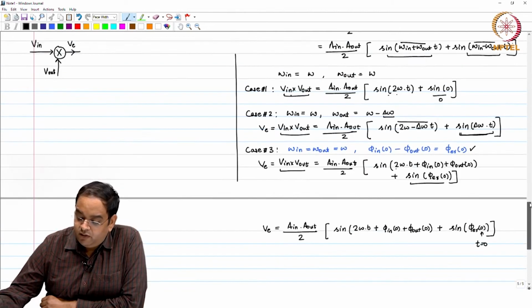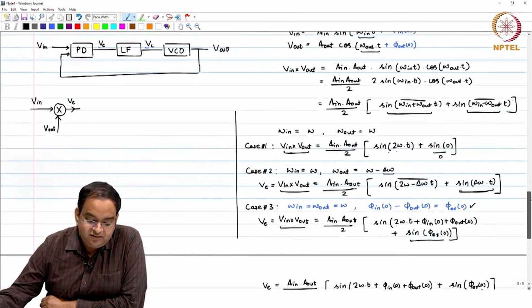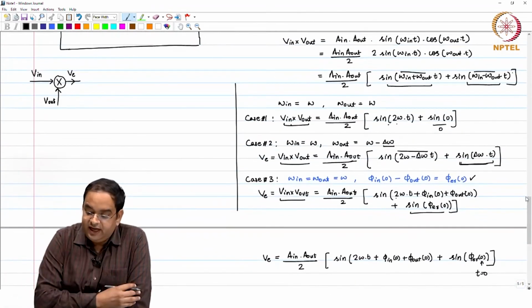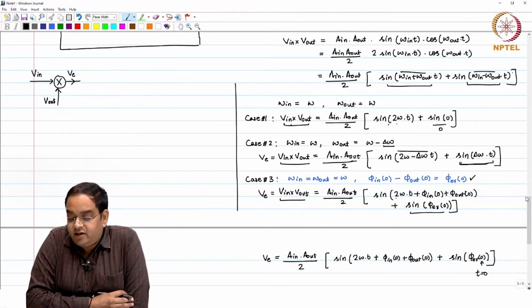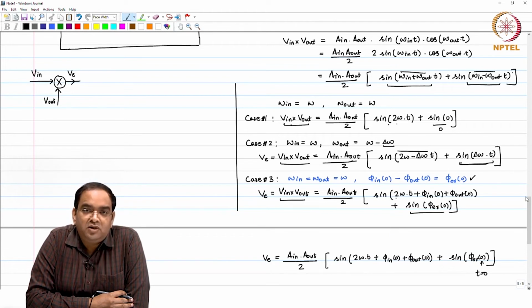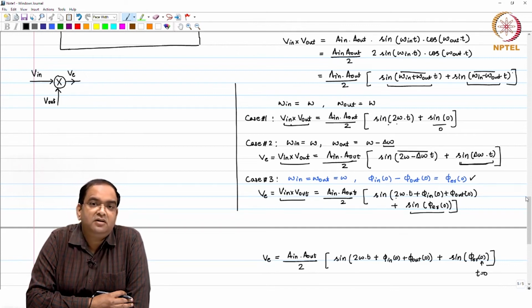So, now our error voltage has two terms, 2 omega t and the phase error between the two signals, one is the input, other is the output. What the PLL block will do, if the frequency is the same, is try to actually make the phase error 0.